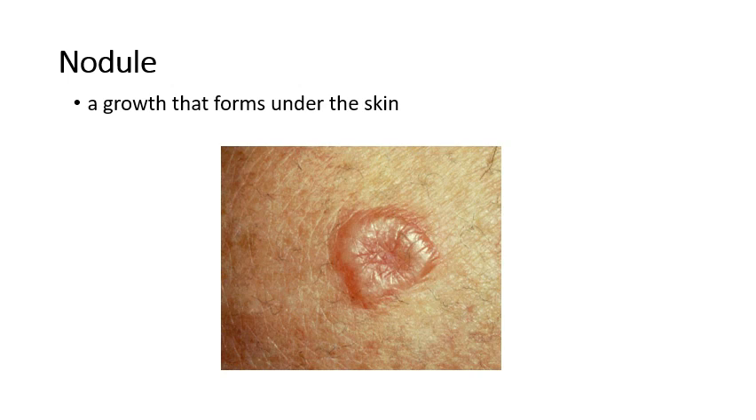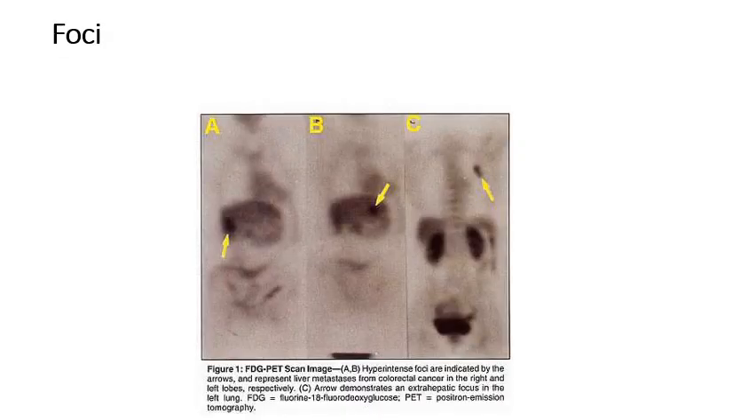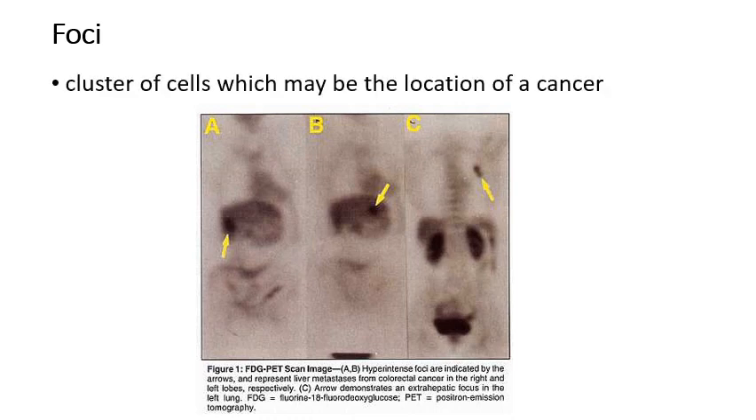And then the last term that we need to take for today is foci. This is just terminology they would use to say there's a little cluster of cells. So on this image, they say the hyperintense foci are indicated by the arrows. That would mean this little area here that has a lot of busy cells, this here, this has a lot of busy cells. So instead of just saying little area, busy cells, they'll say the foci. So a little area where there's maybe the location of a cancer, they'll call that a foci.